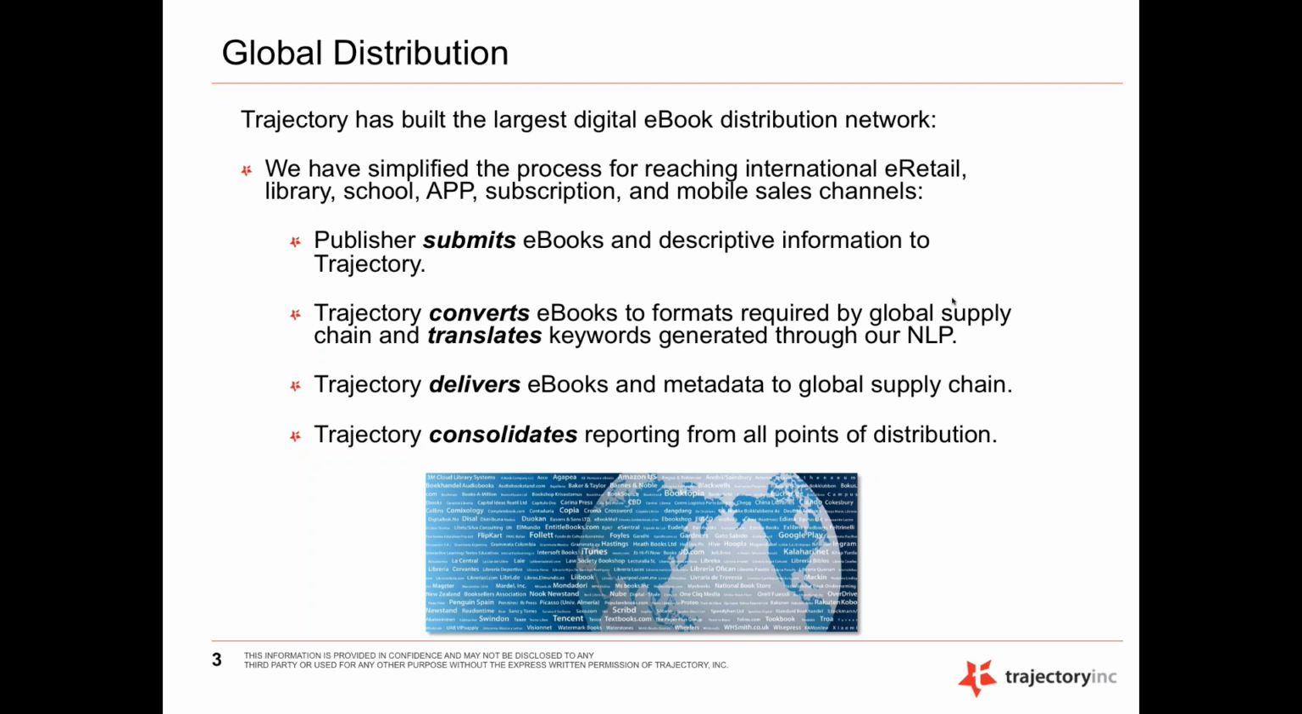And then I think one of the main things that we do quite differently is that we run everything through our natural language processing and semantic analysis engine, which we've devised and built for English language, Mandarin language, and German language. Then we deliver those books and the metadata to the global supply chain, and then we consolidate all the reporting on the back end for our publishing partners. Trajectory works on a shared revenue model, so there's really no cost to our publishing partners.